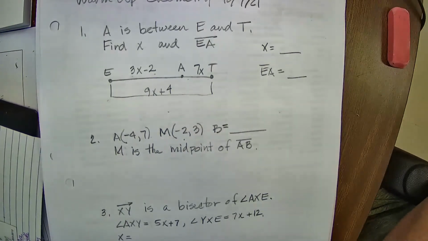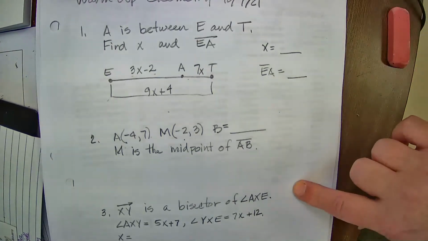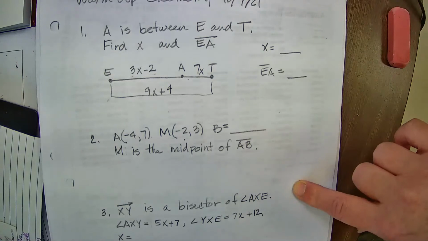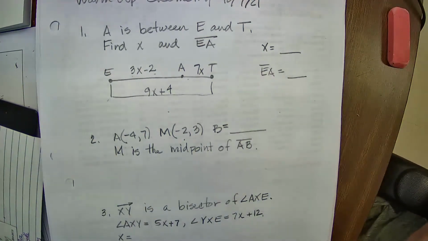Number 3, YXC is at 7x plus 2. Plus 12. 7x plus 12. Right here? Yeah.